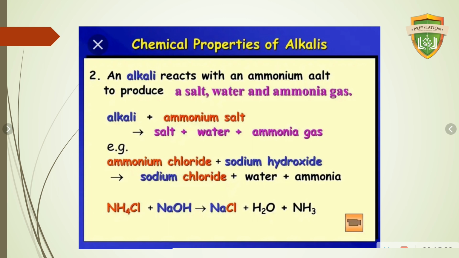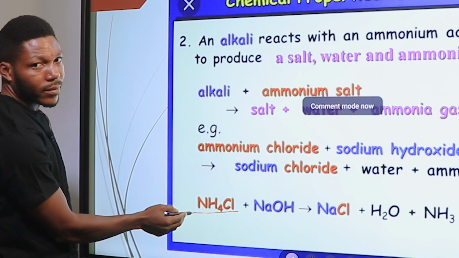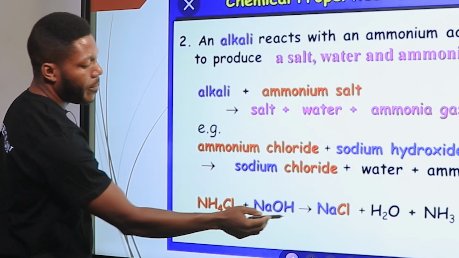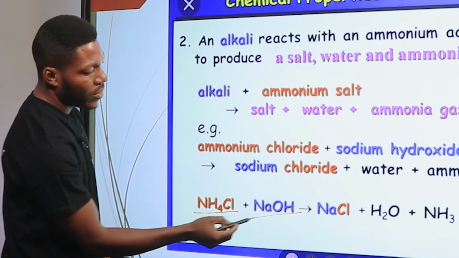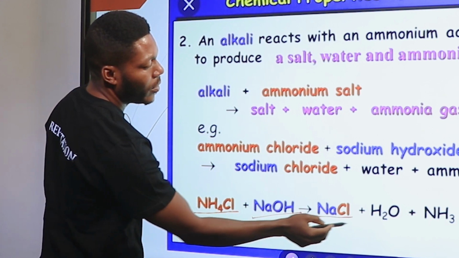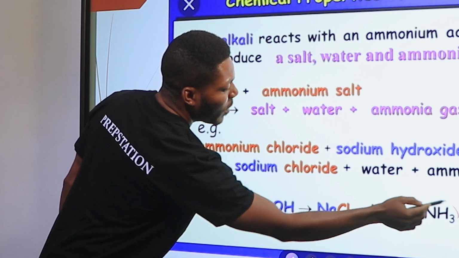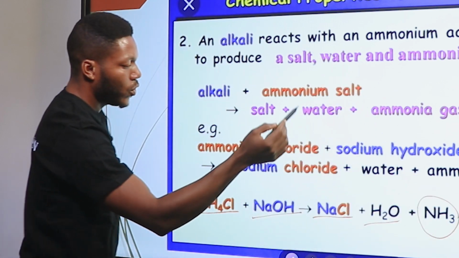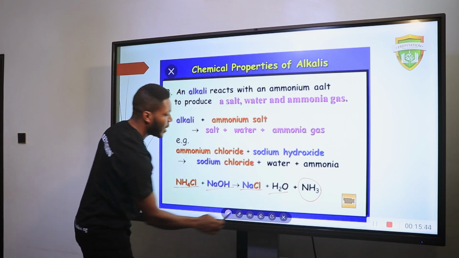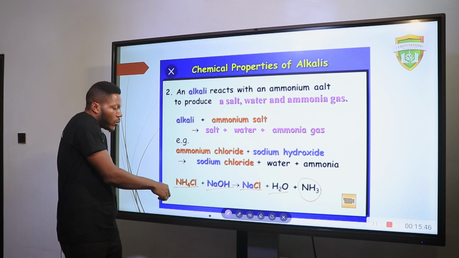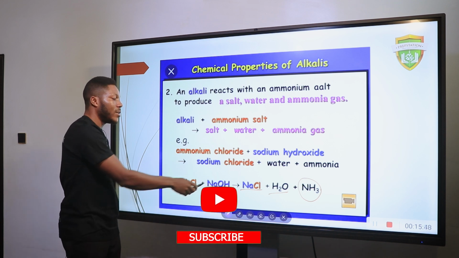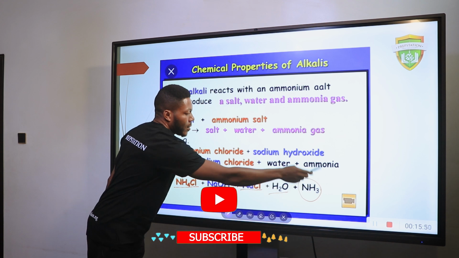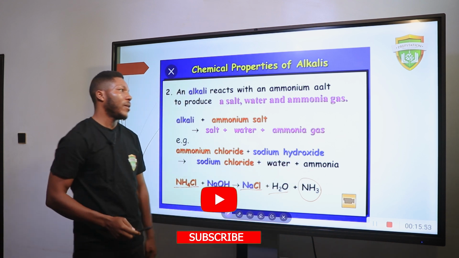what? Ammonia gas. For example, this is ammonium chloride, an ammonium compound, with the base. What is formed here is a normal salt, NaCl, water, and ammonia gas is evolved. So whenever this process happens, that means that an ammonium salt is reacting with a base to give us what? Ammonia gas, and water as a byproduct.